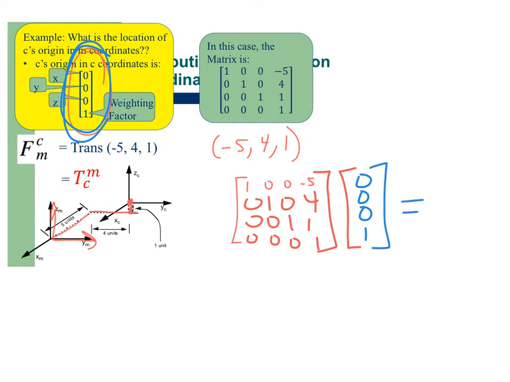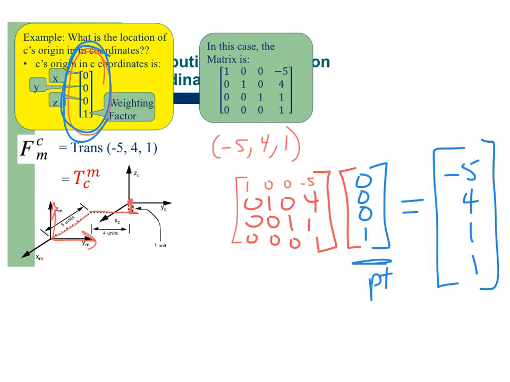And I multiply this out, I get, what's the first row? So 0, 0, 0, -5, 0, 0, 0, 4, 0, 0, 0, 1, there's a 0, 1. So I end up with, if I start with a point in C coordinates and I multiply it by this thing that I'm claiming is T from C to M, then what's this? Well, it's the location of the point in M coordinates, right? It worked in this one example.